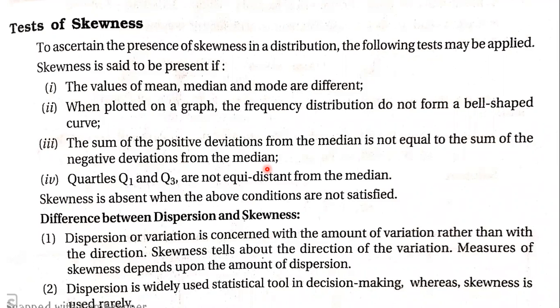Okay, D for discrete series, D dash for continuous series. When we are calculating such values, in that scenario, if the sum of positive deviations from the median is not equal to the sum of negative deviations, then it means skewness is present. Then quartiles Q1 and Q3 are not equidistant from the median.